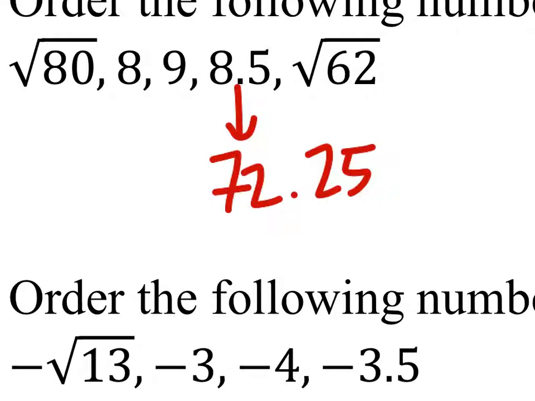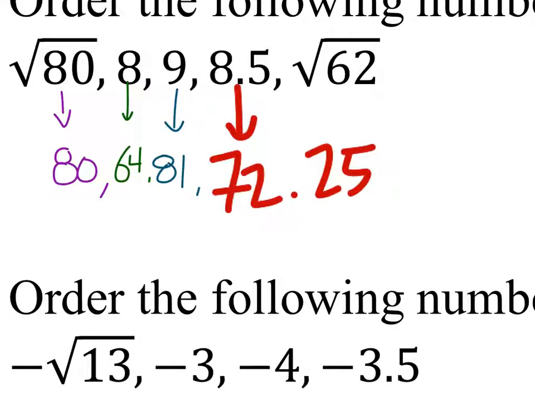So for example, the square root of 80 squared is just 80. Then we've got 8 squared, which is 64. Then we've got the square root of 81 squared, which is 81. You see how this is helping us to order these. But then we also have the square root of 62 squared, which is 62. Now that we've squared these, we can compare their squares and determine which one is bigger or smaller.